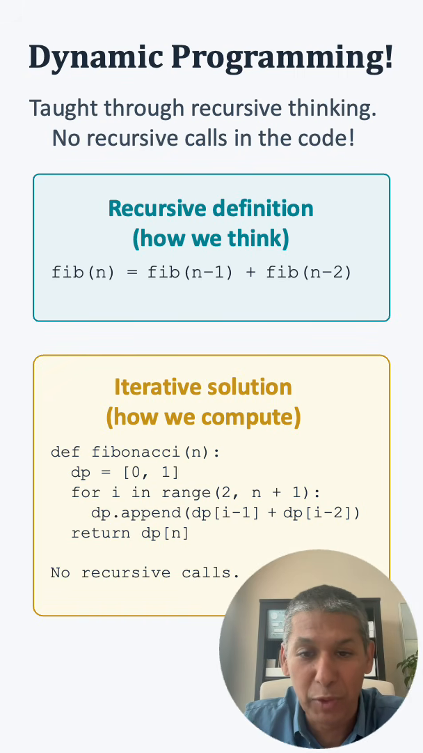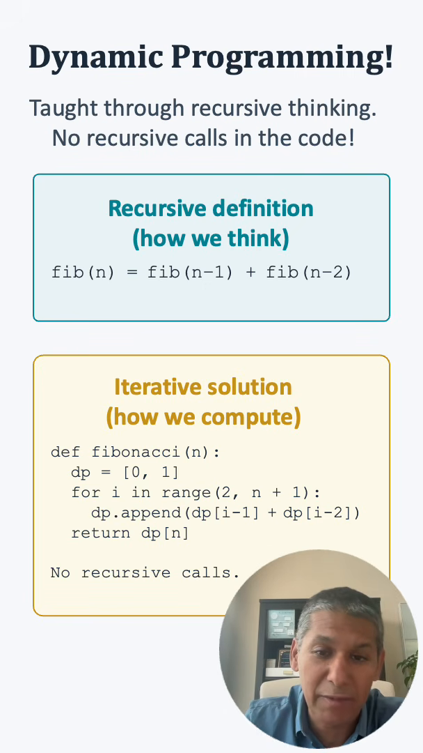But when we compute them using dynamic programming, we simply have an iterative loop. We define our array, which in this case is called DP. We initialize the first few values of the array, and then we simply compute the next value of the array in the iterative loop. There are no recursive calls. In fact, that's very much the hallmark of dynamic programming.